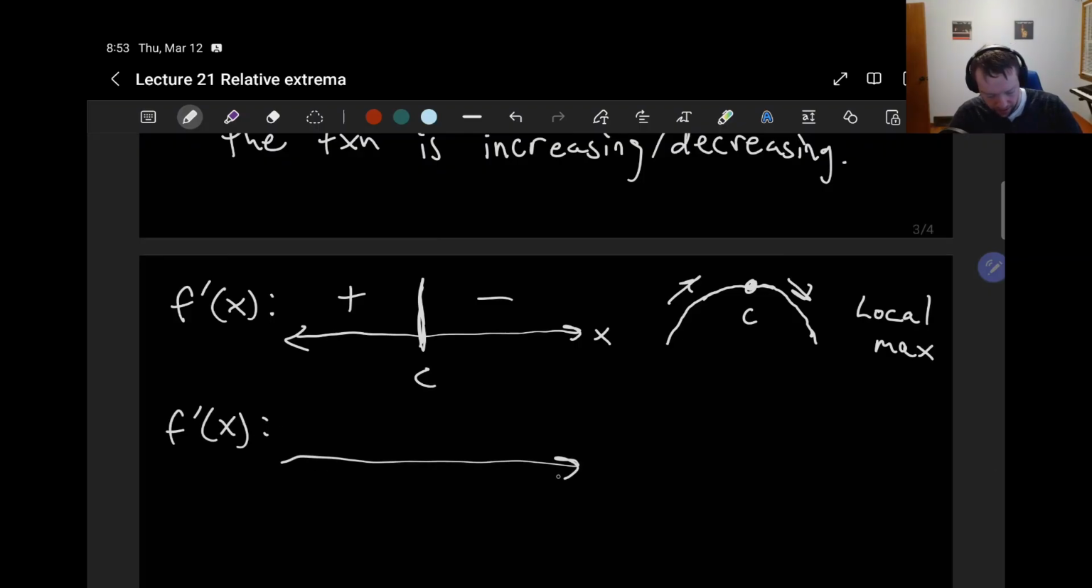Well, if you have the opposite occurring, then that means f is decreasing until I hit C, and then increasing, so we're going down, then up. And you can see here, this is a local minimum, it's a low point.